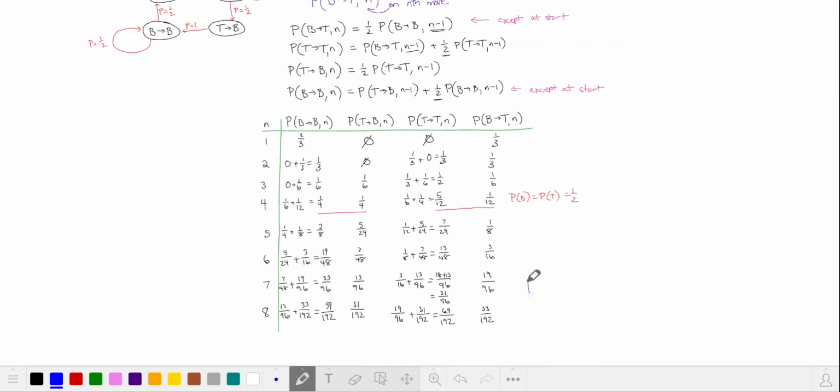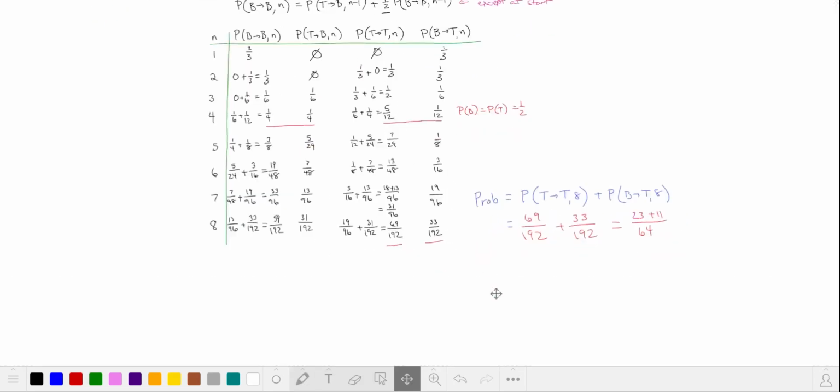The problem asks for the probability that our ant ends up at a top vertex after 8 moves. That's the probability that the ant goes from one top vertex to the other top vertex on the 8th move, plus the probability that our ant travels from a bottom to a top on the 8th move. So we find this sum at the end of our table and simplify. We're supposed to write this as m over n and give them the sum, which is 49.